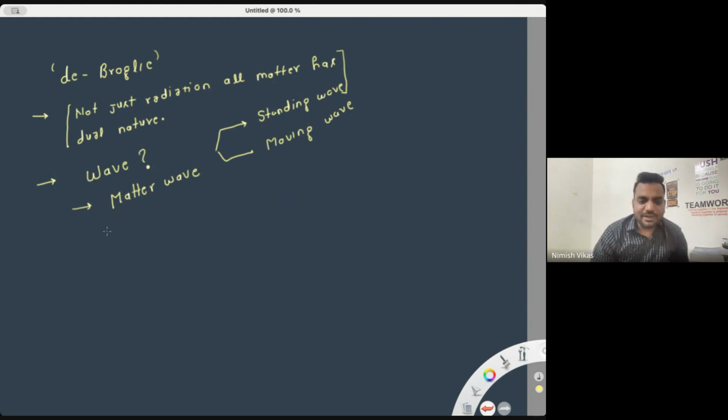Then de Broglie gave the clarification. He said, well, standing wave. So matter wave is a standing wave. Then everybody questioned, okay, well, if all matter has this wave nature, they are standing waves, then why are we not able to observe it?